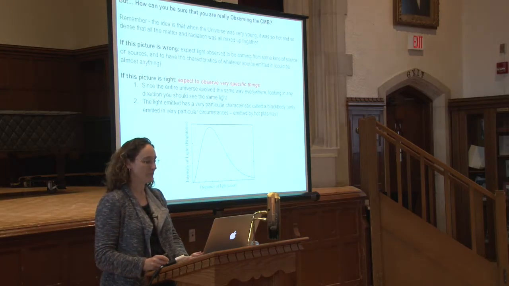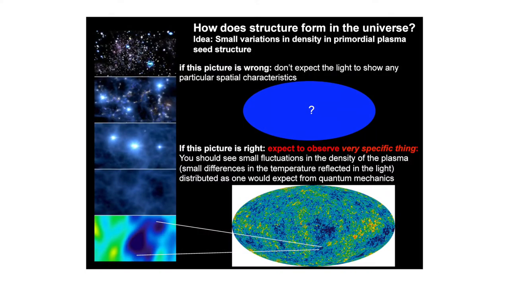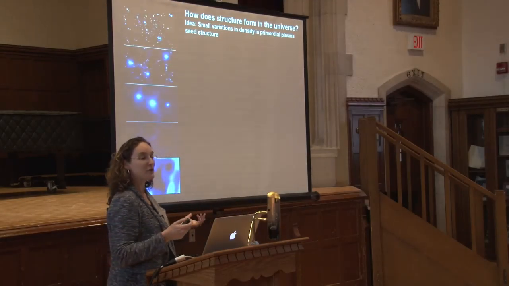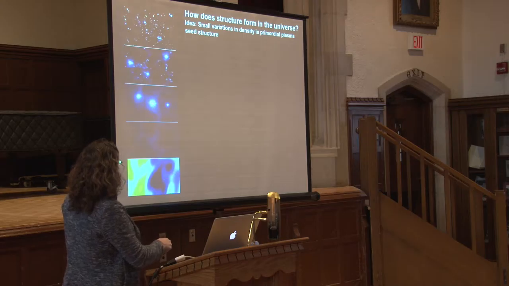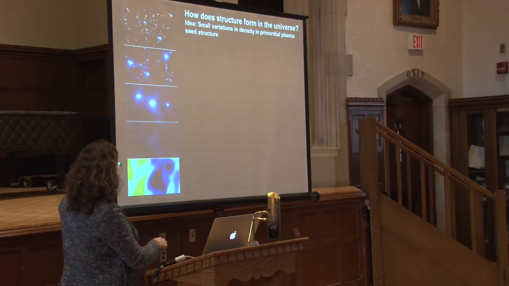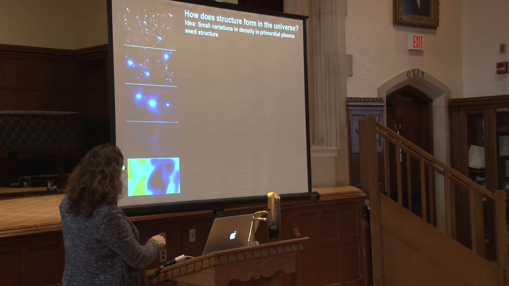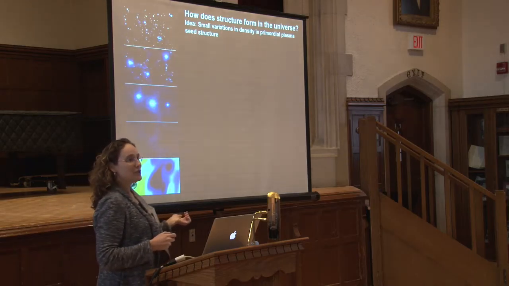What else would you know? Well, how does structure form in the universe? Where do we get galaxies and stars and clusters? Well, the idea is that small variations in that primordial plasma, little tiny areas that were denser than other regions. Now, I haven't told you yet where those come from, but if you imagine that you'd see structure in the universe, so you know something had to produce it. So here's a model, right? If you start out with tiny variations, a little bit denser here, a little bit less dense there, and you evolve that forward, gravity does its job.